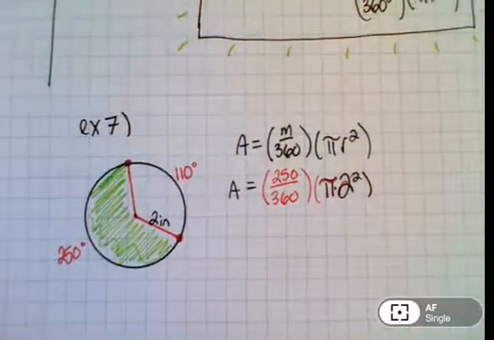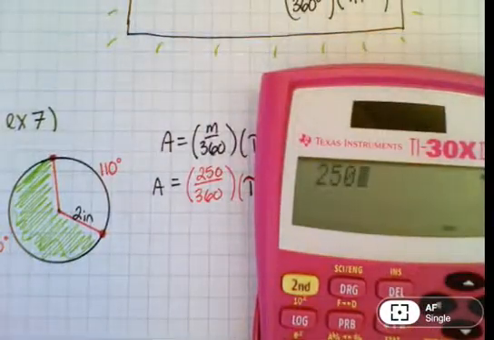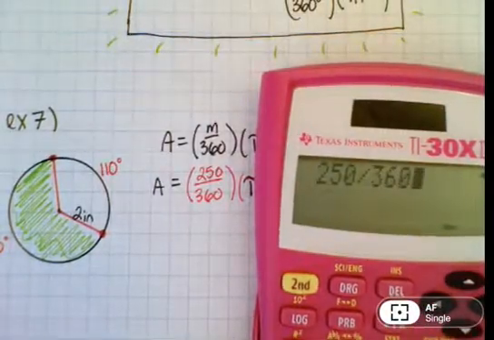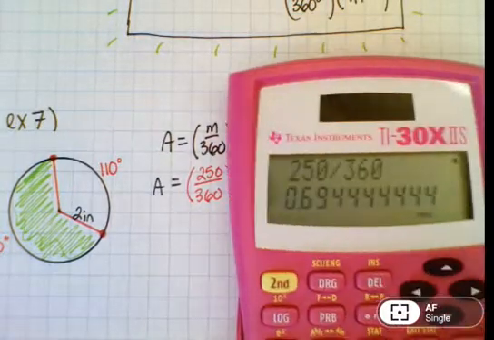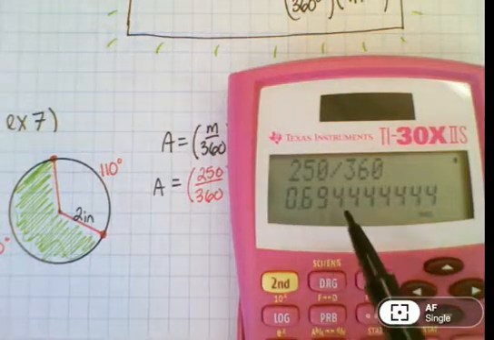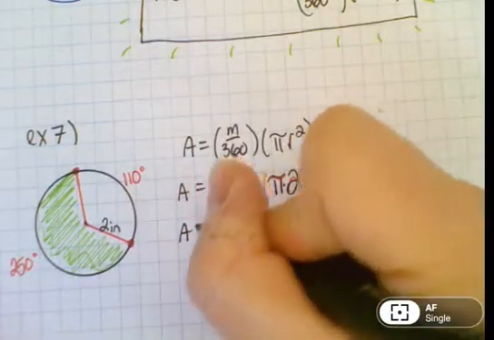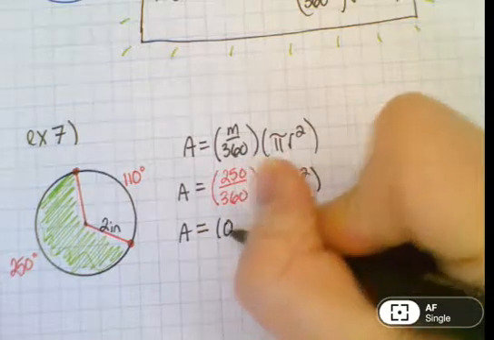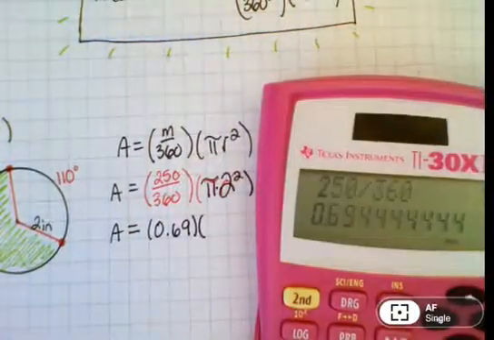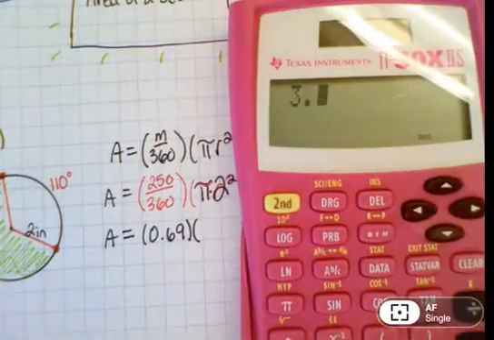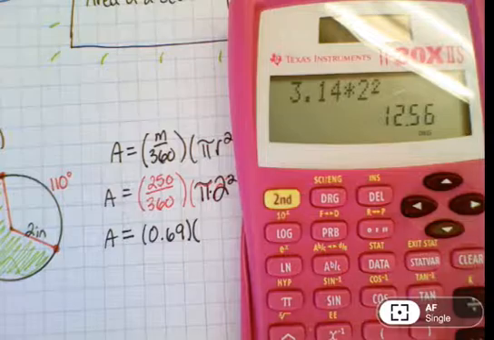So first thing we're going to do is do that division. 250 divided by 360, and that's going to be 0.6944444. So we have a 69 here. That's less than 5, so the 69 stays. So we've got area equals 0.69 times, and I'm going to go ahead and on my calculator do 3.14 times 2 squared, 12.56.